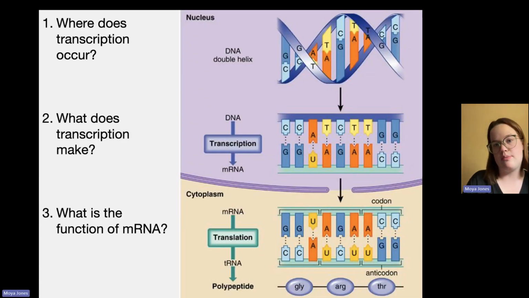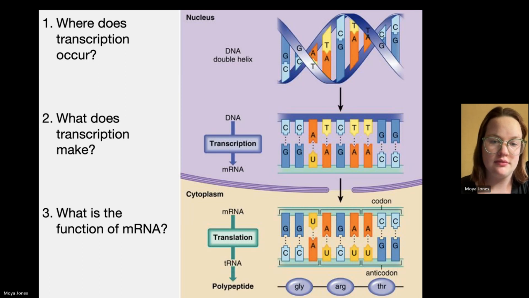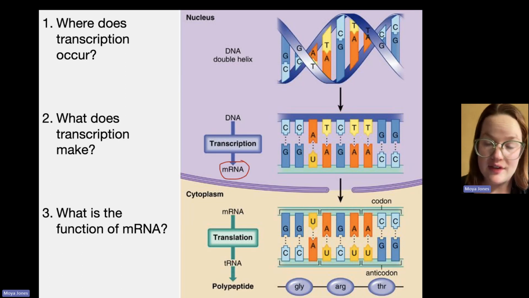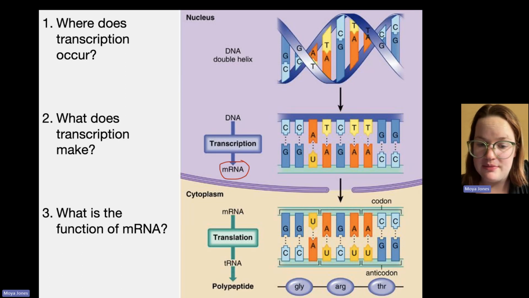Where does transcription occur? The nucleus. Very good. And that's because transcription involves DNA, and DNA is only found in the nucleus. What does transcription make? Transcription makes mRNA. What is the function of mRNA? To bring the code for the protein to the ribosome.